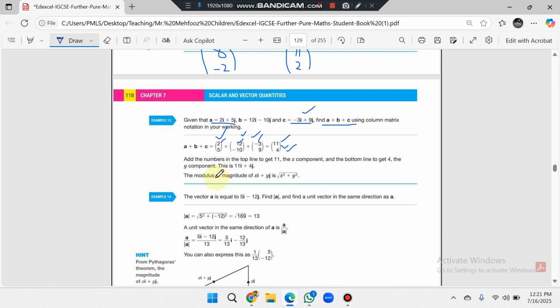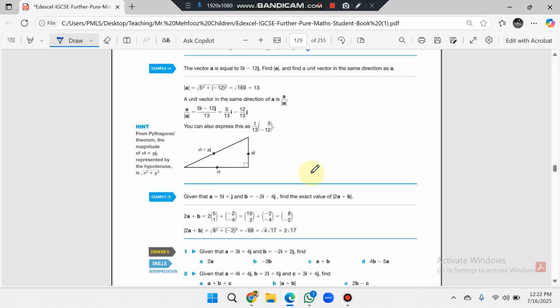If you are finding the modulus value of the given vector, we just take the square of the x component, add the square of the y component, and take the whole square root. This is the magnitude of the given vector. Do you understand?